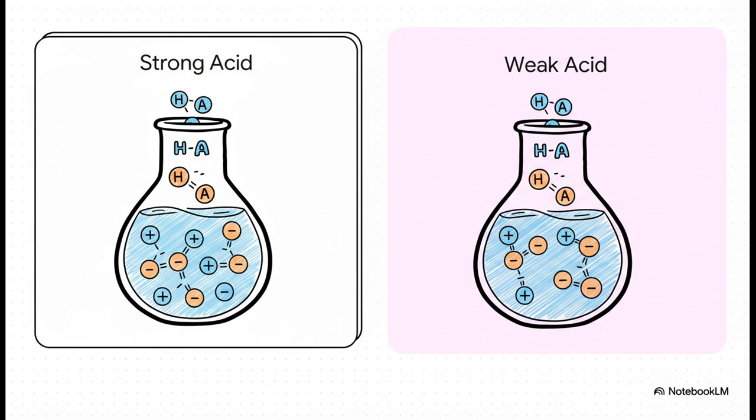But a weak acid, like the ethanoic acid in the vinegar in your kitchen, only partially dissociates. Just a tiny fraction of its molecules actually release their hydrogen ions. So even if you have them at the exact same concentration, their acid power is totally different.